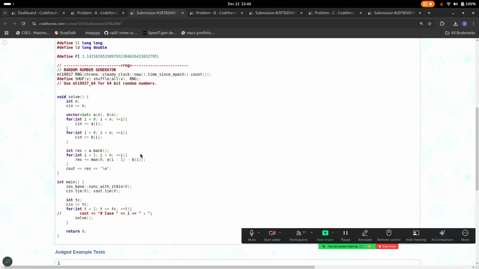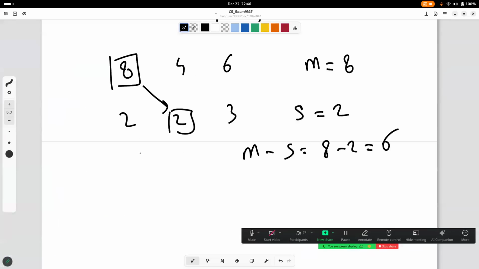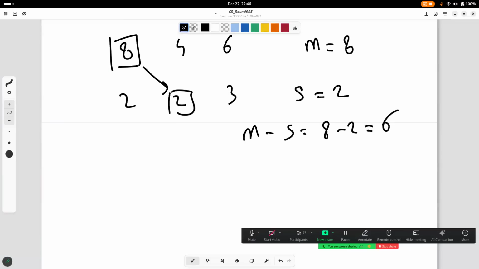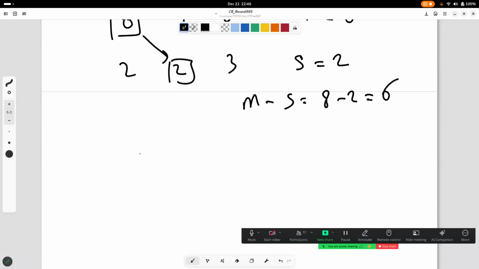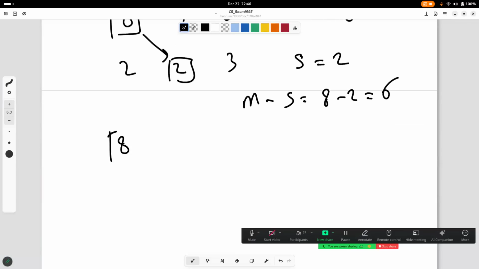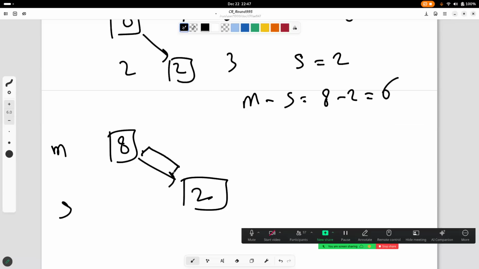So what we are doing over here is we are not considering the max difference in terms of the difference between these two. What we are saying is, if Monocarp solves this problem, then S is going to solve this problem. So what is the contribution of these two problems to our difference? That's what we are considering, not the maximum difference in terms of M minus S.